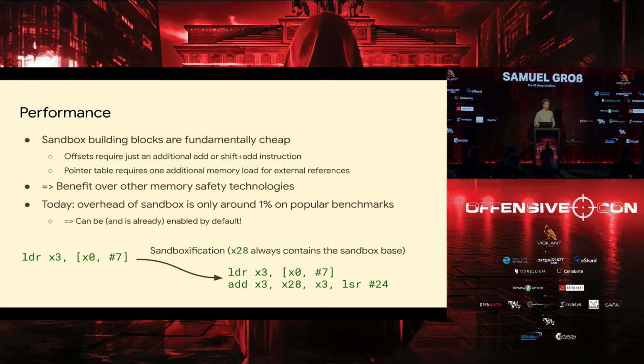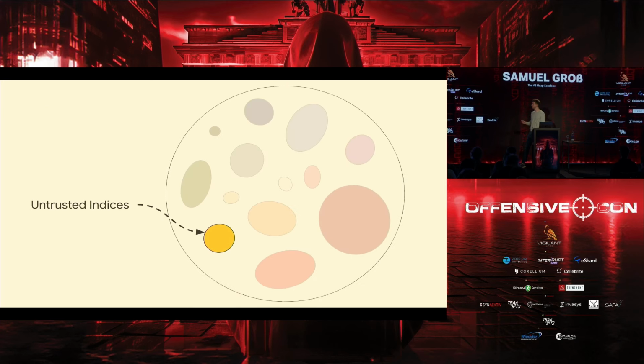What's actually expensive are these pointer tables, because they require one more memory load, the load from the table. That's basically where all of the overhead comes from. But it's still relatively okay. It's less than 1% today, and I don't think it will be much more. You can compare this with other memory safety technologies that have fundamentally more overhead. Memory tagging, for example, has more overhead because it needs to load more memory on every access. So I think this is nice. We are lucky. So that's okay.